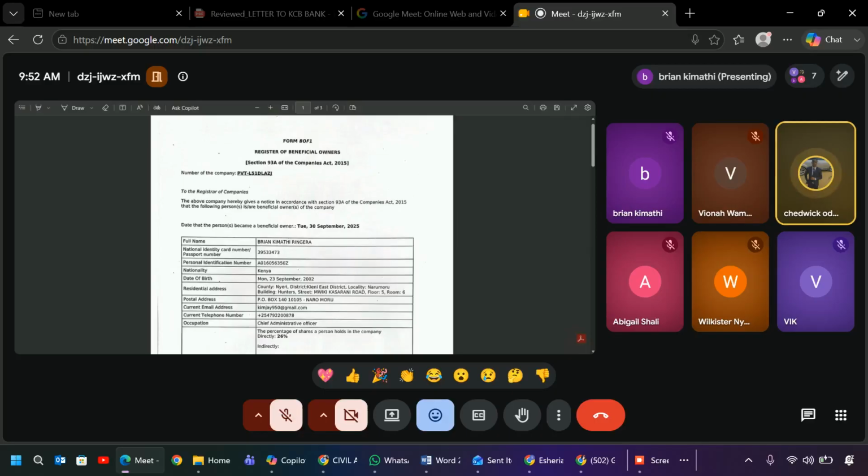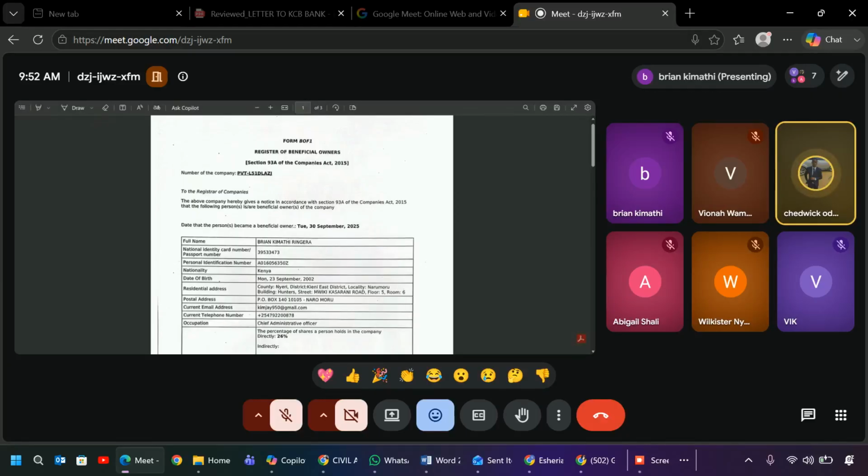Section 894 talks about the power of the registrar to strike off a company not carrying on business or in operation. It's quite long, there are 7 subsections, but let me try to read it. Subsection 1: if the registrar reasonably believes that a company is not carrying on business or is not in operation, the registrar may send to the company by post a letter inquiring whether the company is carrying on business or is in operation.